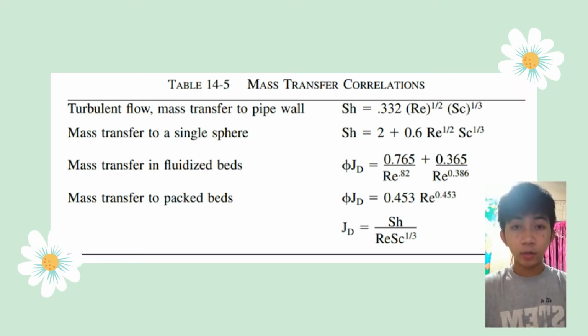The following are the formulas when speaking of mass transfer correlations. For turbulent flow, mass transfer to a pipe wall has its own formula. The same goes with mass transfer to a single sphere, mass transfer in fluidized beds, and mass transfer to packed beds. They all have their own respective formulas.